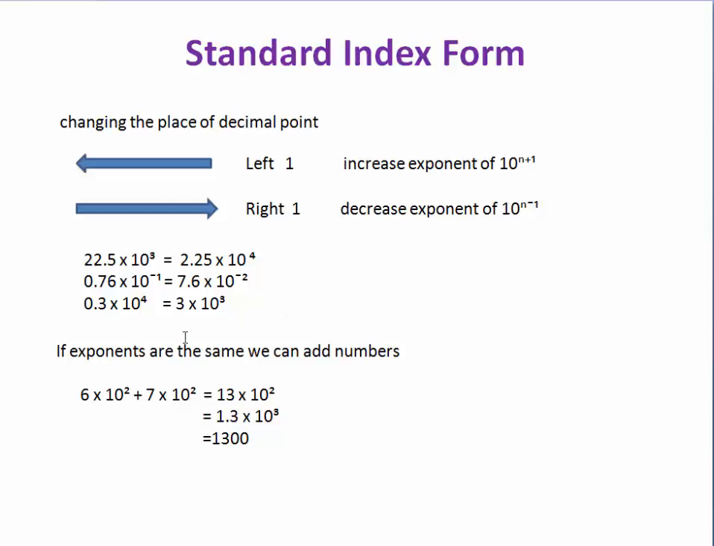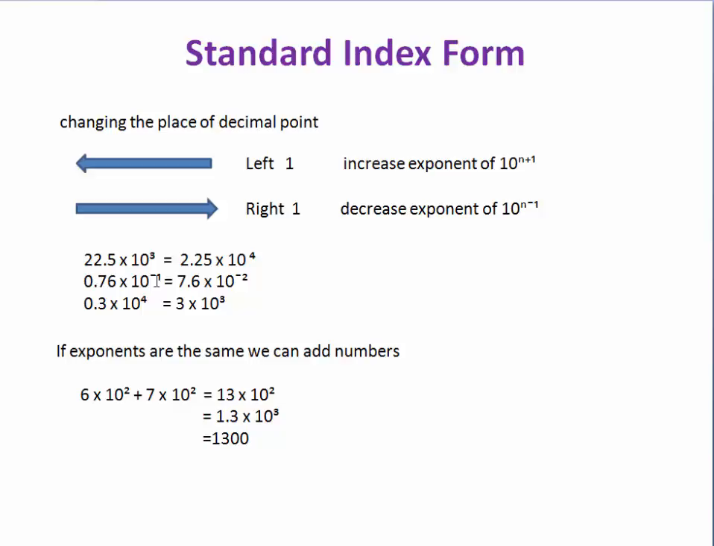Okay, so let's have a go at that. If we got 22.5 times 10 to the power of 3, not very clever because it's not in scientific notation, so we want the decimal point to be between the 2 and the 2, 2.25. So we're moving the decimal point left 1 place, so we have to increase our exponent by 1. So this becomes 2.25 times 10 to the power 4, increase the 3 by 1.